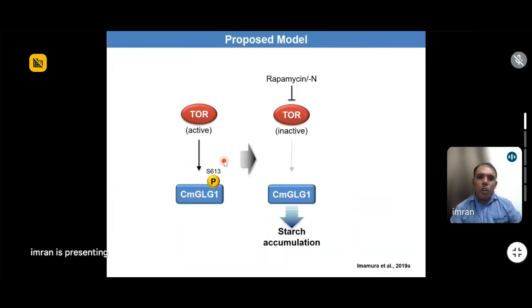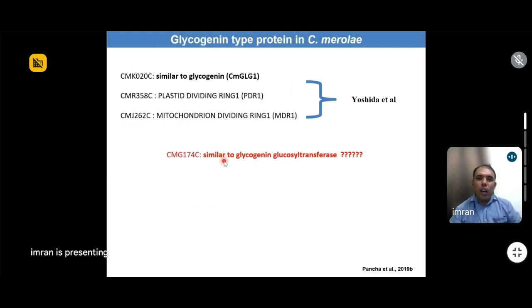So I mined the genome, and instead of 2, I identified 4 different proteins similar to glycogenin in C. merolae. One protein, which I have already explained, is the glycogenin-like CMGLG1. Another protein is CMR358C, which is involved in the plastid division ring, denoted as PDR1.